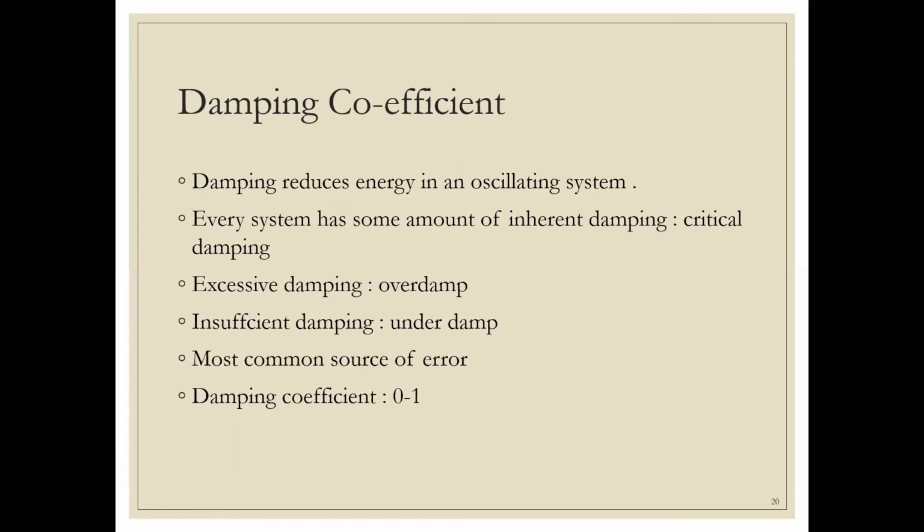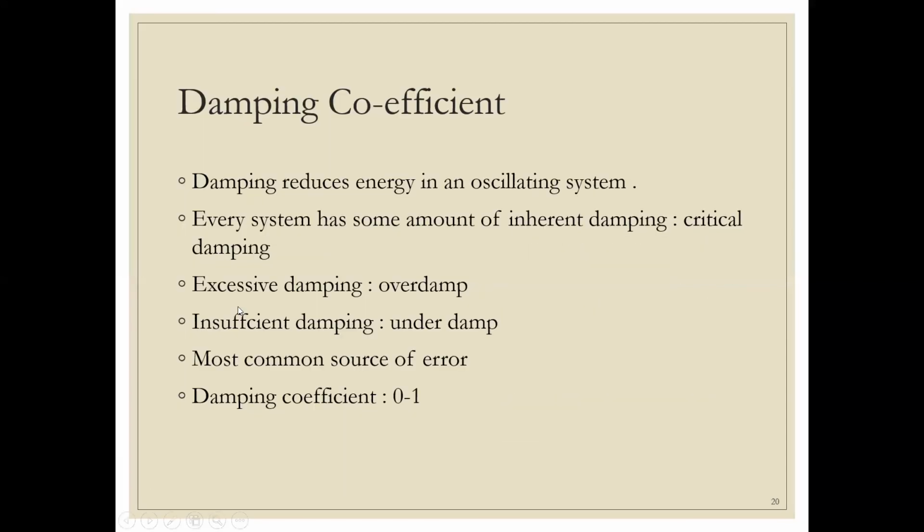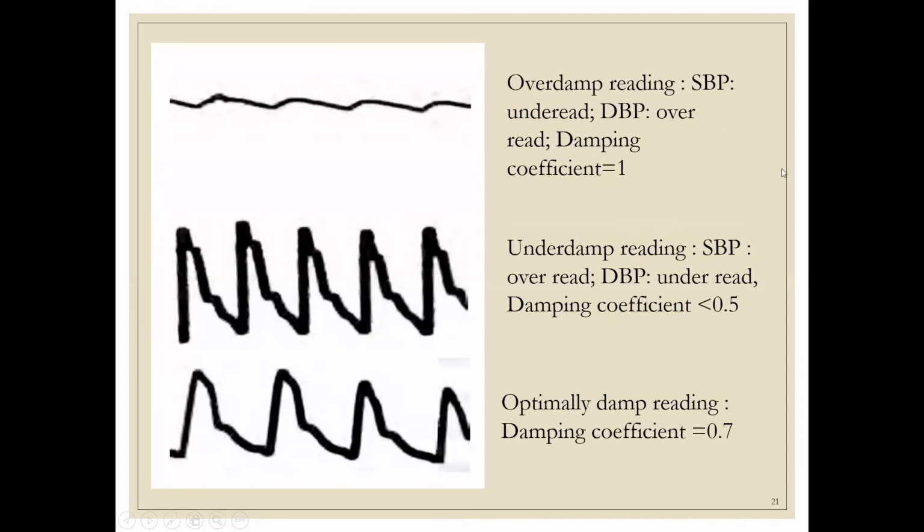And this damping is what we usually see as the most common source of error in our day-to-day practice. Now, the damping coefficient is a number by which we can calculate how much dampness is offered by the transducer system. The damping coefficient value will be around 0 to 1. So what does 1 mean? If our damping coefficient is around 1, it means that damping is very high.